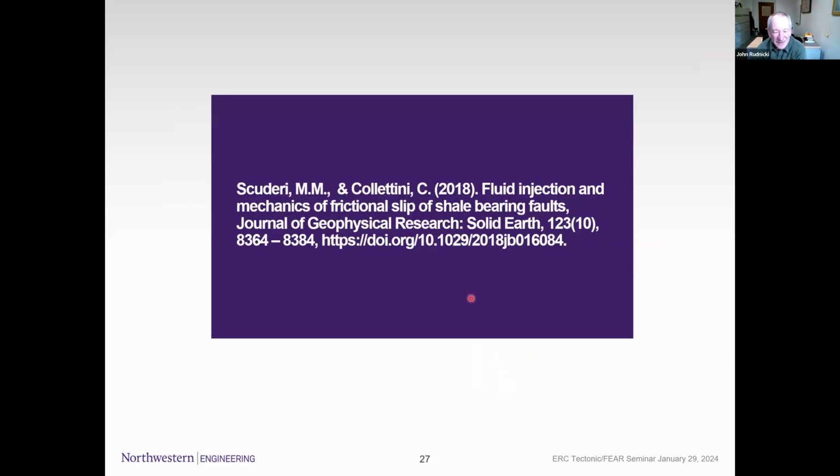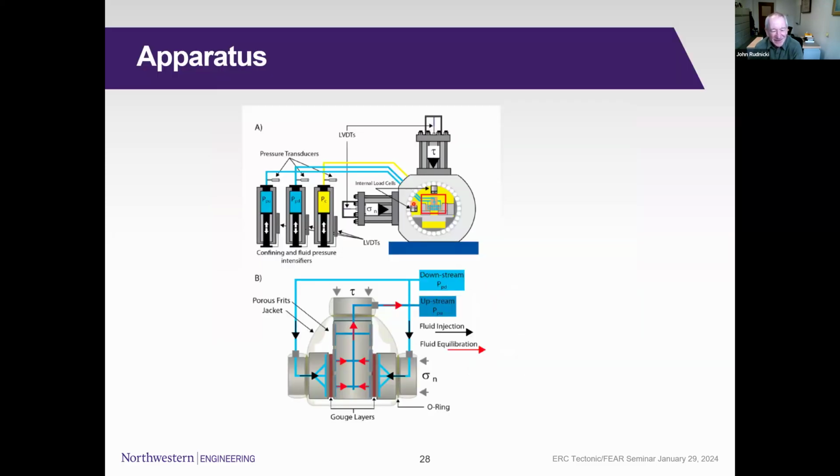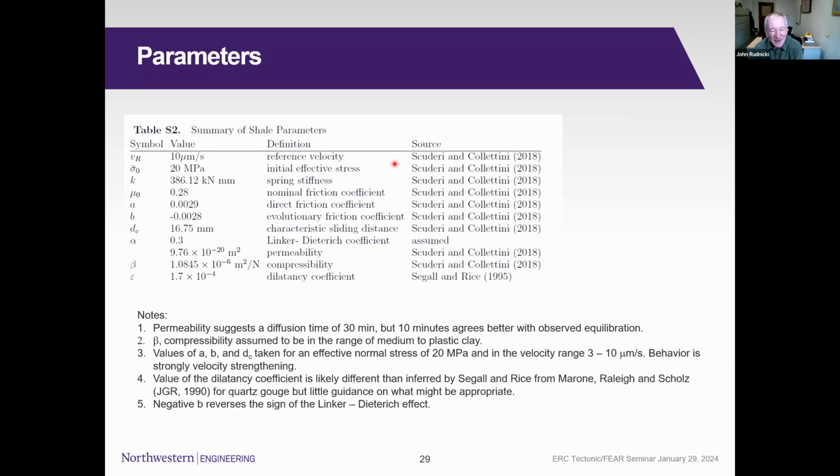Okay, so this goes on to the second experiment, which is done on the shale, which has considerably different properties than the carbonate gouge. And again, I think I mentioned it, but Marco suggested this experiment and helped out. It's done in the same apparatus, the double direct shear. Most of the parameters can be obtained from the paper.